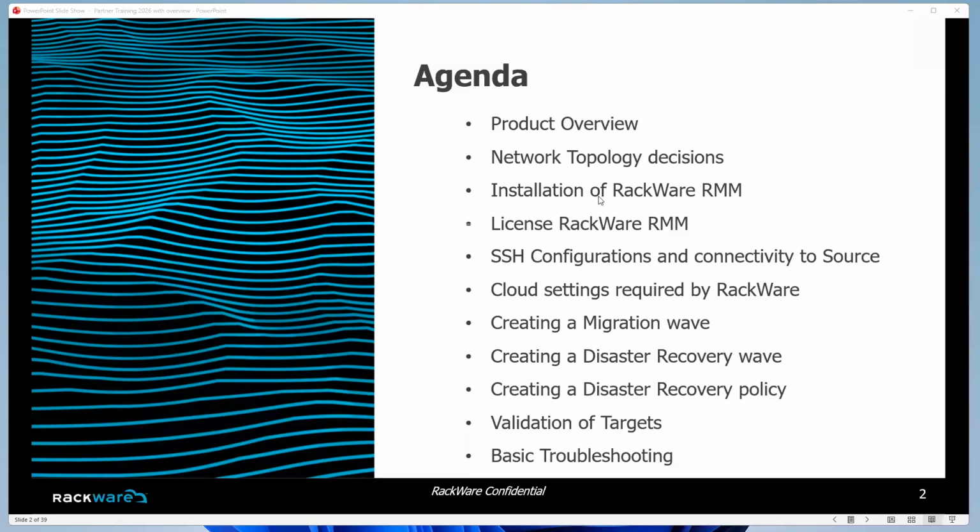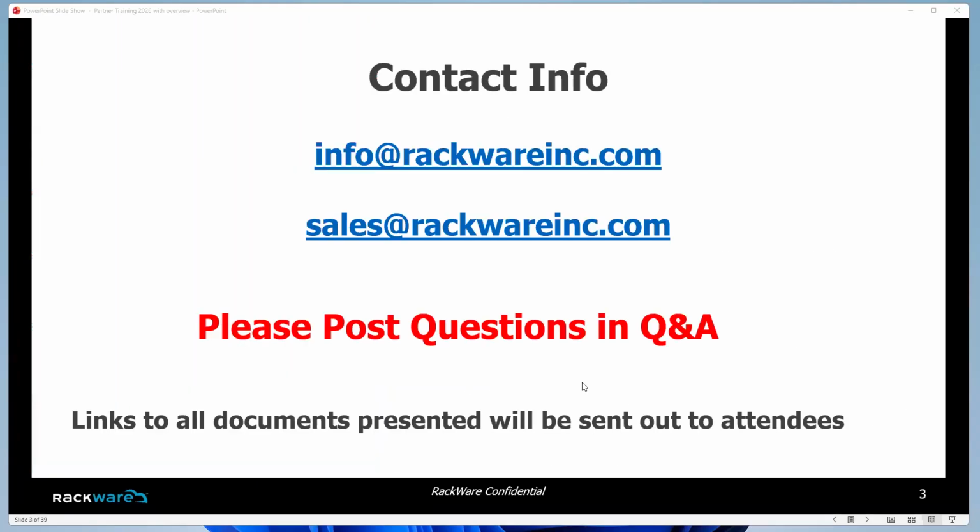Our agenda: we're going to do a quick product overview and talk about network. We're actually going to install the RackWare engine, configure our source hosts, cover cloud settings, and create our waves. A wave is really just a list of hosts we wish to perform an operation against. That could be migration, disaster recovery, or assessment. Then we'll talk about validation and some basic troubleshooting.